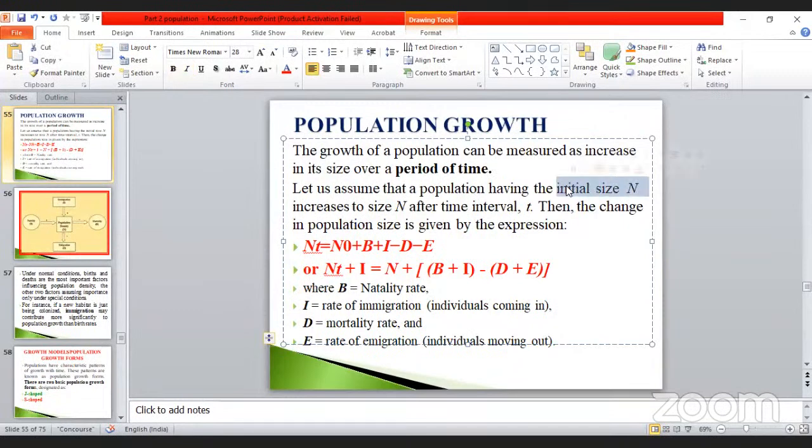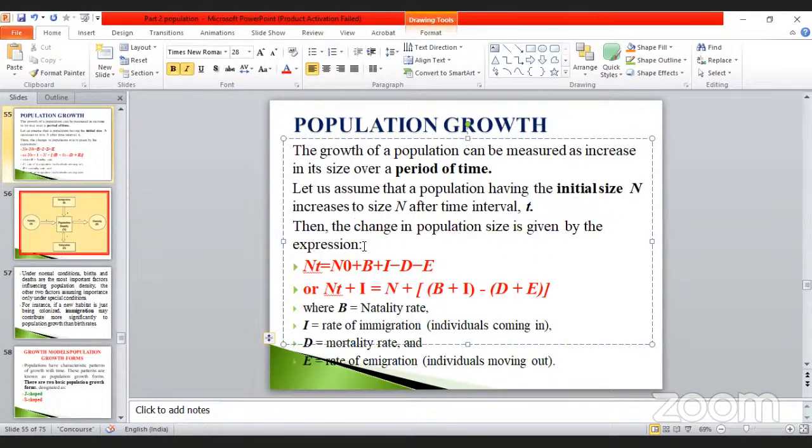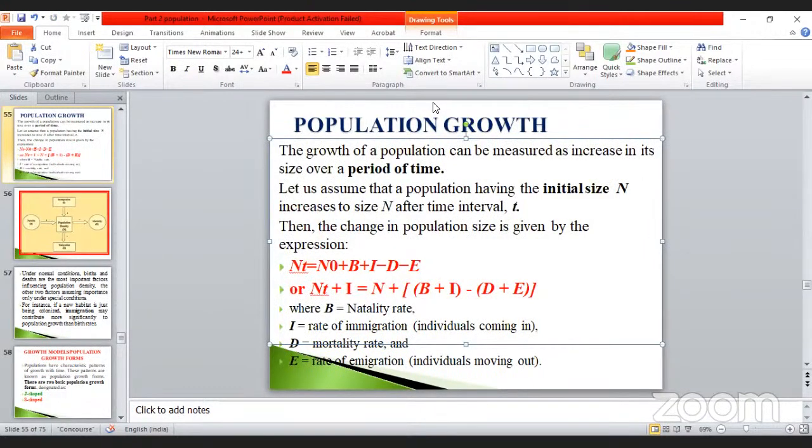Initial means what? First. N increases to the size N after a time interval. Time is denoted as t. Then the change in population size is given by the expression. This is a very, very important idea. So this is important. How will it be calculated? There is a small formula. Okay, see.